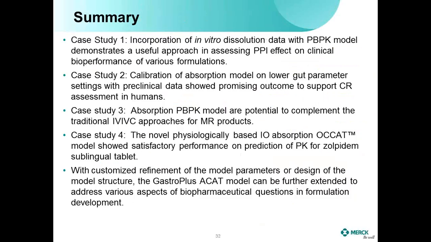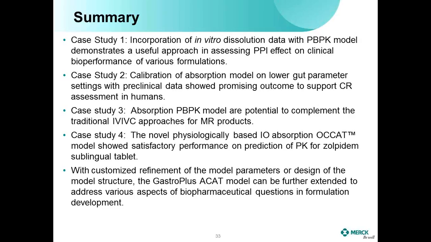This is the last slide for the case example, so we'll go to a summary. Here today we presented 4 different cases. Case study 1 is the incorporation of in vitro distribution data with the PBPK model, demonstrating a useful approach to assess the proton pump inhibitor effect, which is also the effect of achlorhydria or drug-drug interaction with acid-reducing agents, on the clinical performance of various formulations.